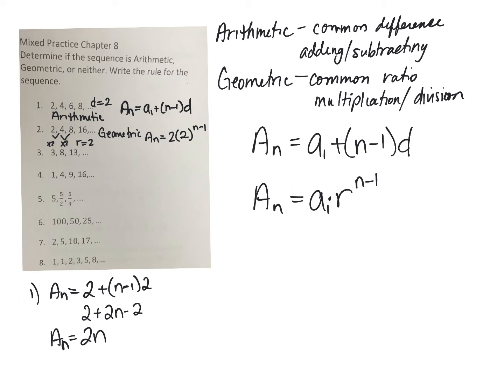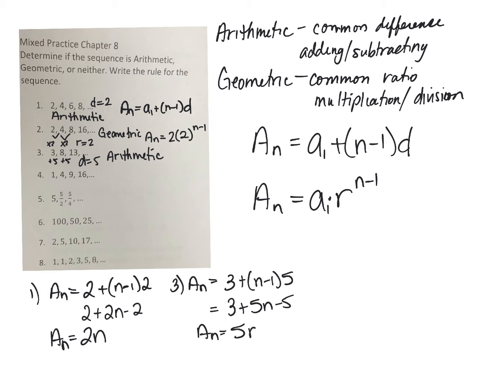Number 3, 3, 8, 13. It looks like plus 5 to me. So d is 5. And so that's arithmetic, however you want to say it. I get an equals a1 plus n minus 1 times 5, which is 3 plus 5n minus 5. So an equals 5n minus 2.